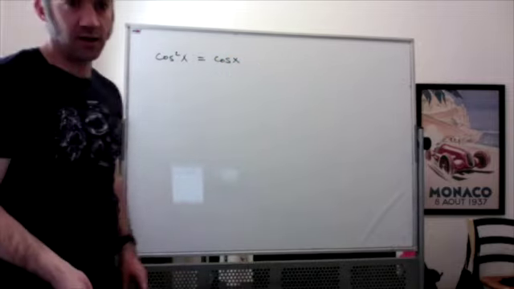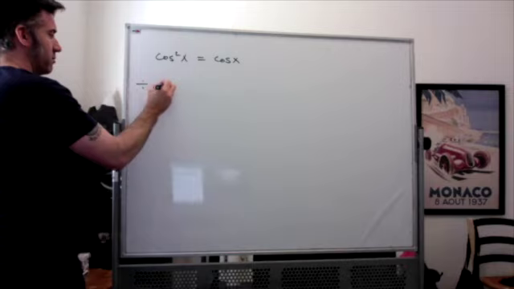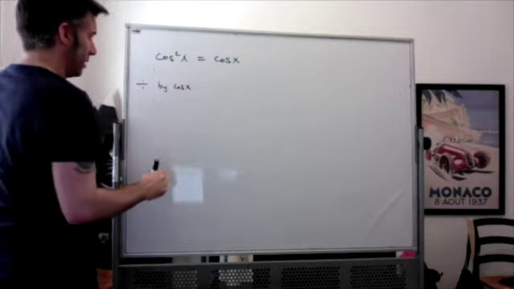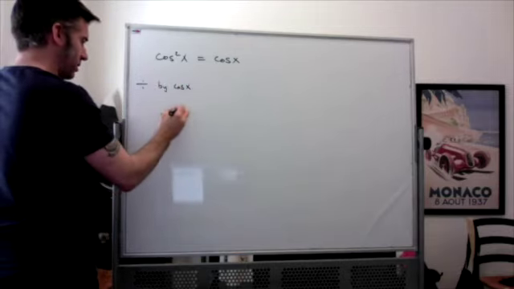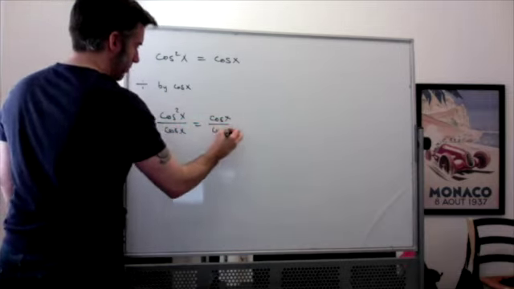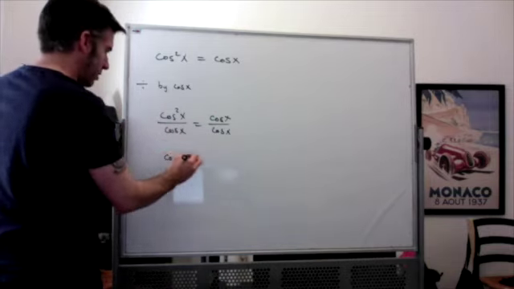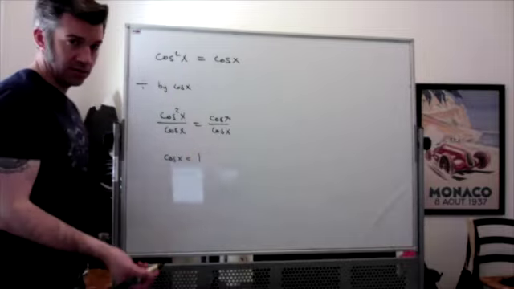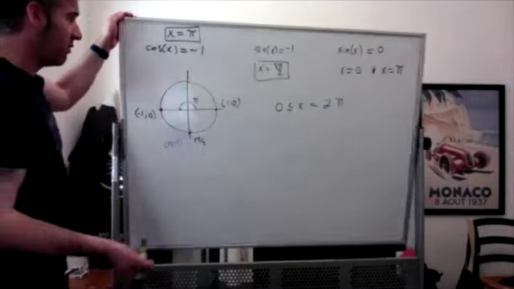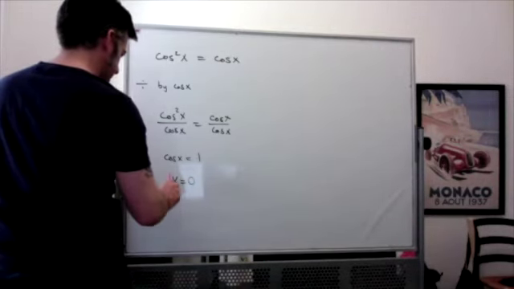Okay. So here's the wrong thing to do. The wrong thing to do is to divide by cosine. Why is it the wrong thing to do? Well, let's find out. We divide both sides by cosine. So cosine squared x divided by cosine x equals cosine x divided by cosine x. Something squared divided by itself is just itself, right? Cosine squared divided by cosine is cosine. Cosine divided by cosine is 1. So cosine is equal to 1. If we do this, we get the only answer being x equal to 0 radians.